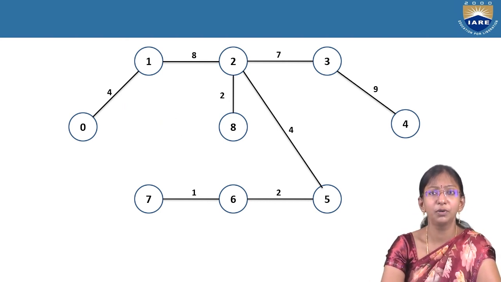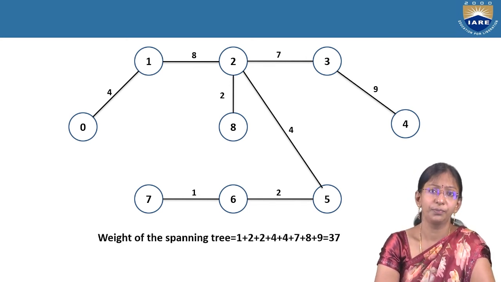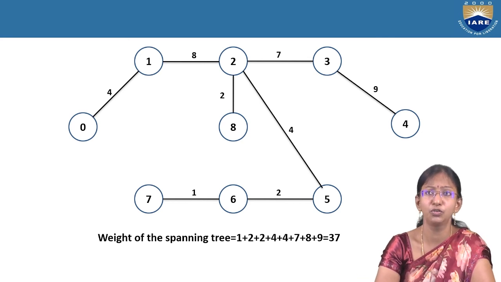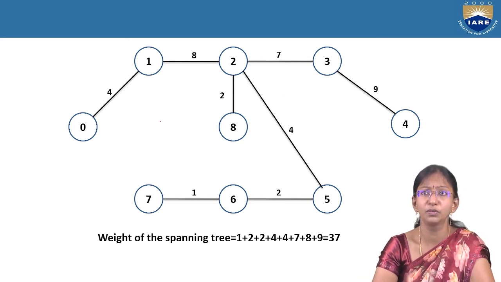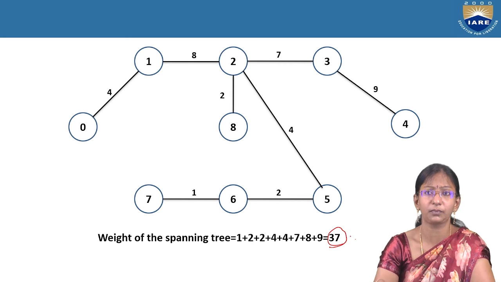Then what about the minimum cost? Add the weights on the edges. When you add all the weights, that is 1 plus 2 plus 2 plus 2 4s plus 1 7, 8 and 9, you are going to get 37. This is the minimum weight that you are going to get when we apply Kruskal's algorithm on a given graph.